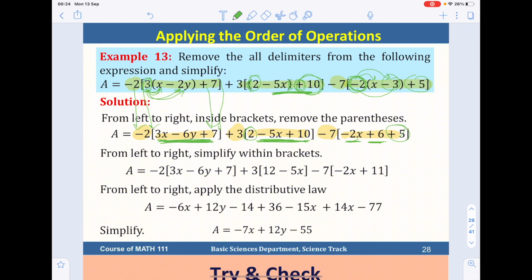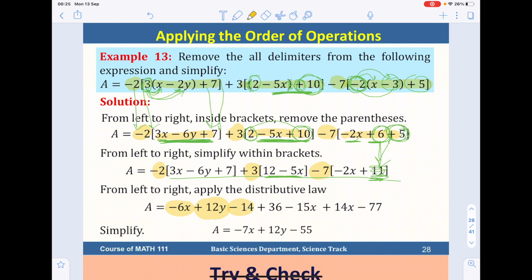But in this case, I can add 2 with 10. And in this one, I can add 5 with 6. So by adding 2 with 10, I will get 12 minus 5x. And here, 11 as the value for 5 plus 6. The rest I'll put as it is. Now, I will distribute the negative 2, and I will distribute those values, the negative 2 and the 3 and negative 7. So distributing the negative 2 times 3x is negative 6x. Negative 2 times negative 6y is plus 12y. Negative 2 times 7 equals negative 14.